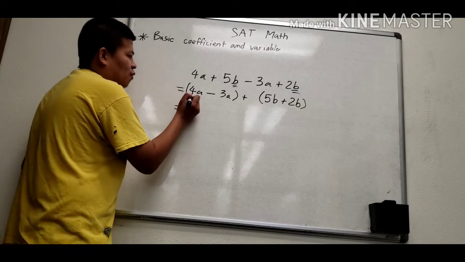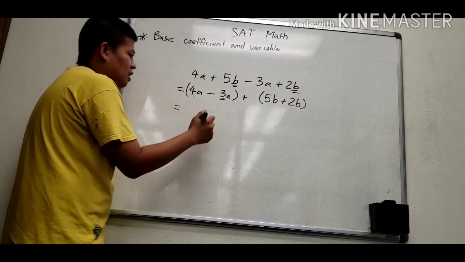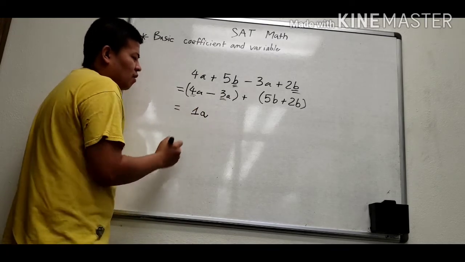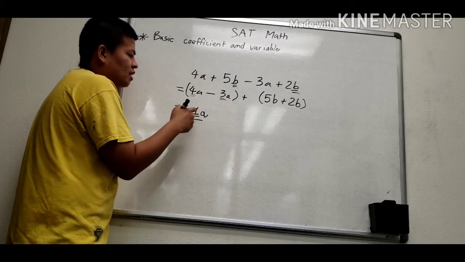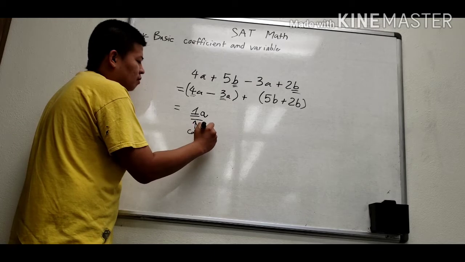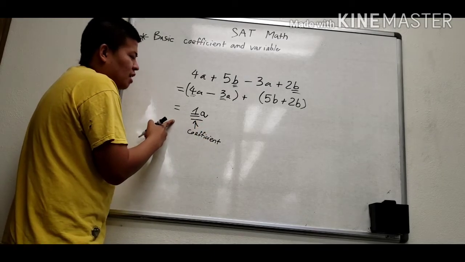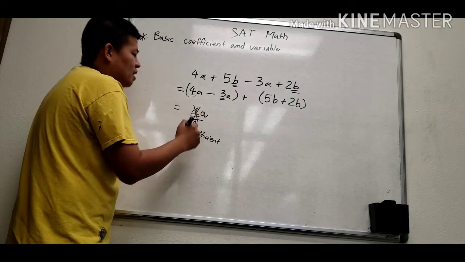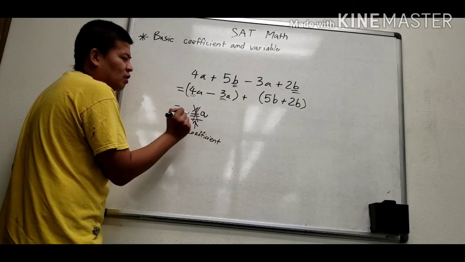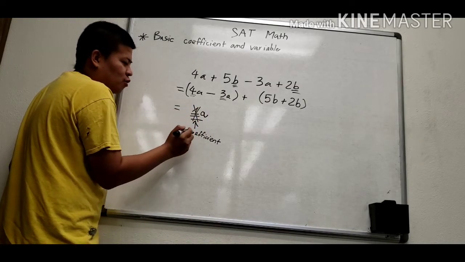Here we have 4 and we have 3, so 4 minus 3 is 1. We can leave out the number 1, because 1 is the coefficient. In the SAT, you are allowed to omit it, so that you get only a as one variable, but the coefficient of this a is the number 1. You should remember that.